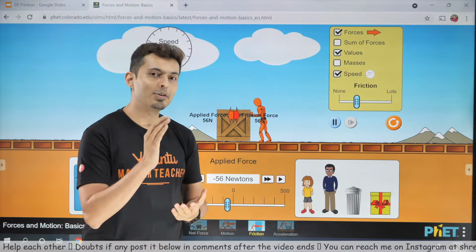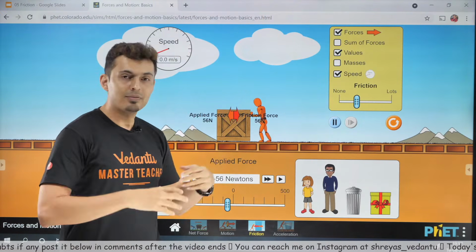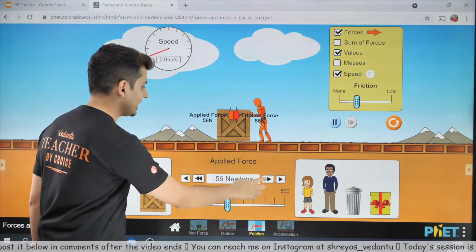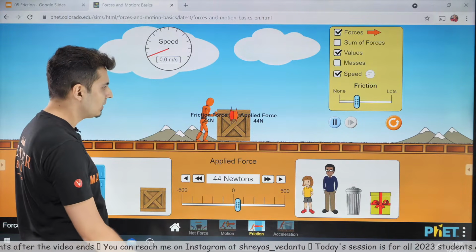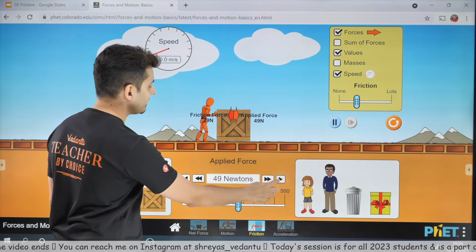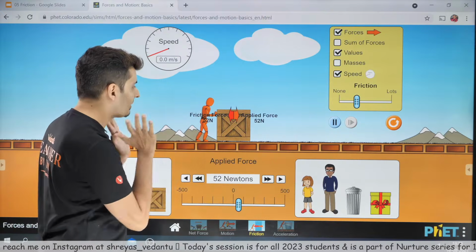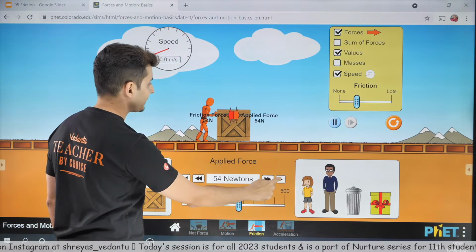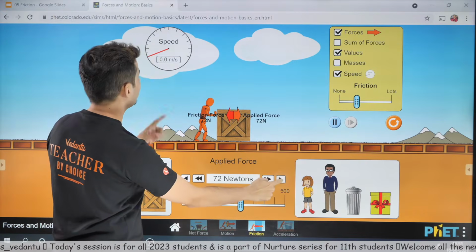But wait a minute, everything has a limit. It cannot adjust infinitely. There is a limit to that. And let's see what that limit is. Okay. I have applied 44 Newton now. It's not moving. I will slowly increase the force and I will see till what limit it can bear that force. And observe this. Okay, I'm slowly increasing the force. I don't know how much it can bear.